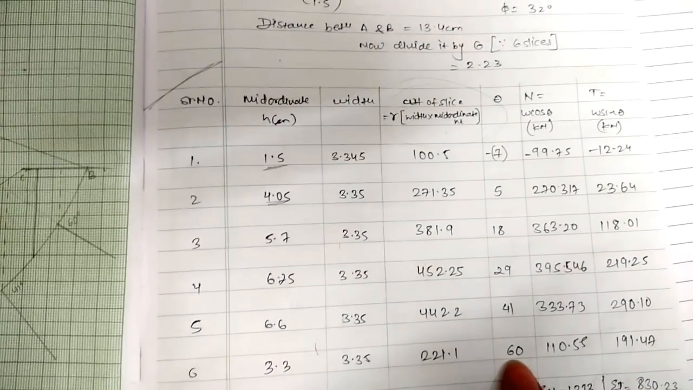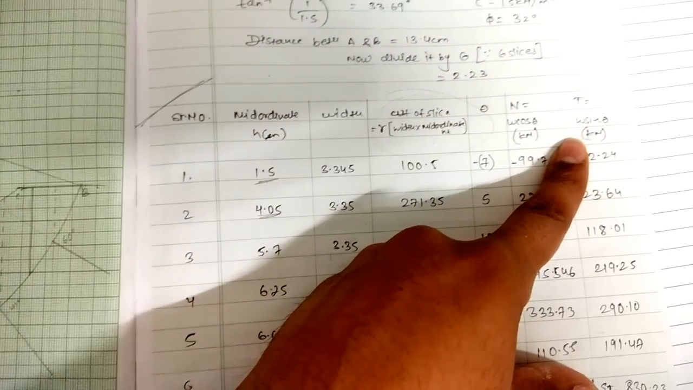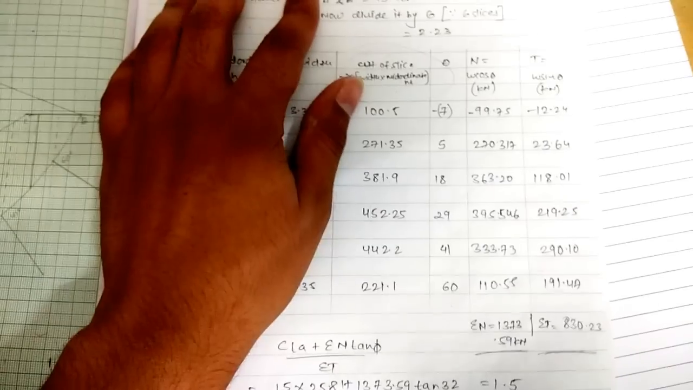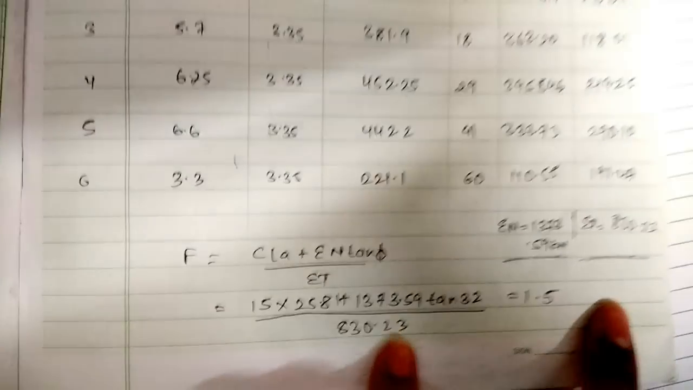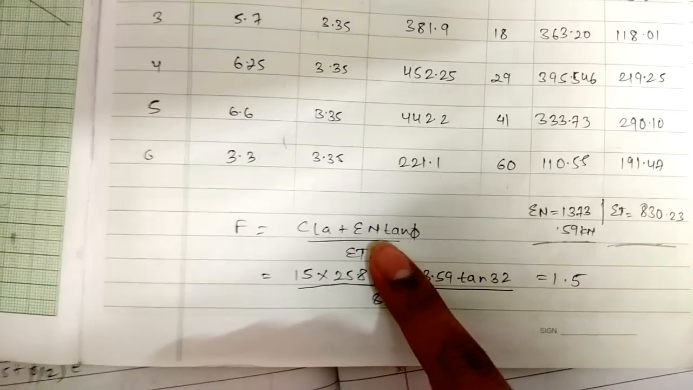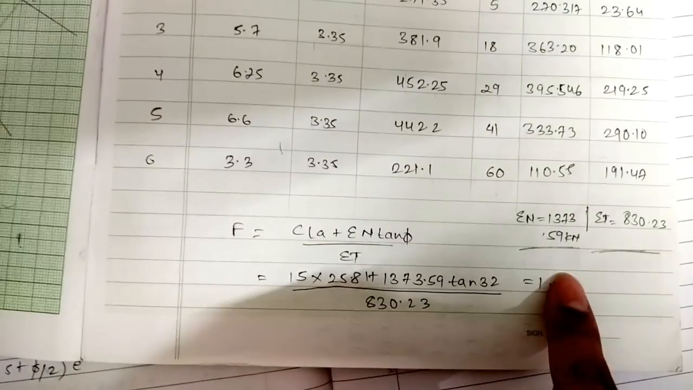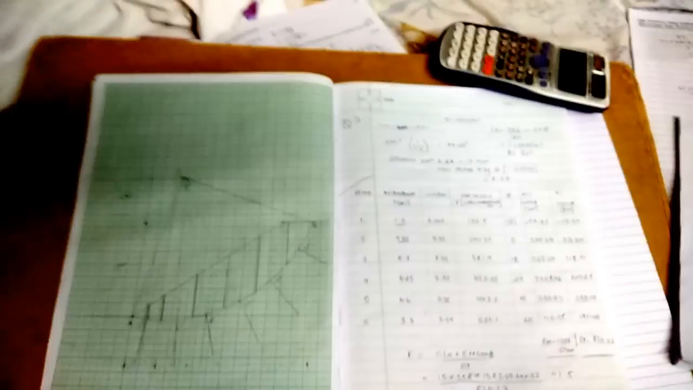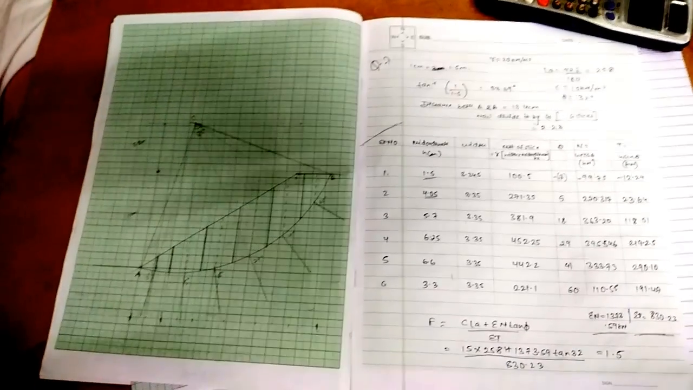The remaining part is just n equals w cos theta and t equals w sin theta. That's the basic you can do. After that you will get summation n and summation t, which you have to put in this formula. The formula is F equals CLA plus summation n tan phi upon summation t. You will get something around 1.5. This is the factor of safety, and that's all we need to do in the Swedish circle. Thank you. I hope you get what I just told you. You can contact me if you have any doubts. Thank you. Thanks a lot.